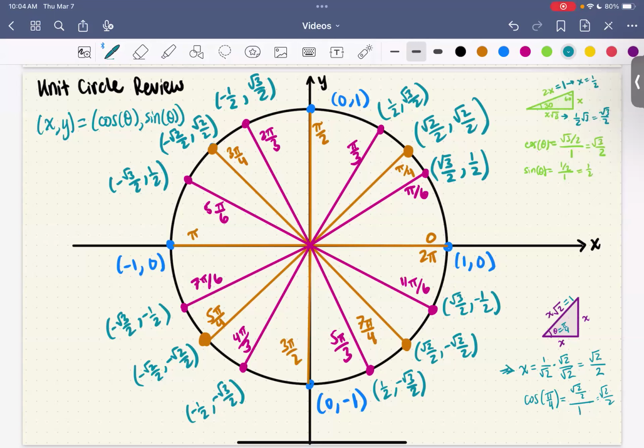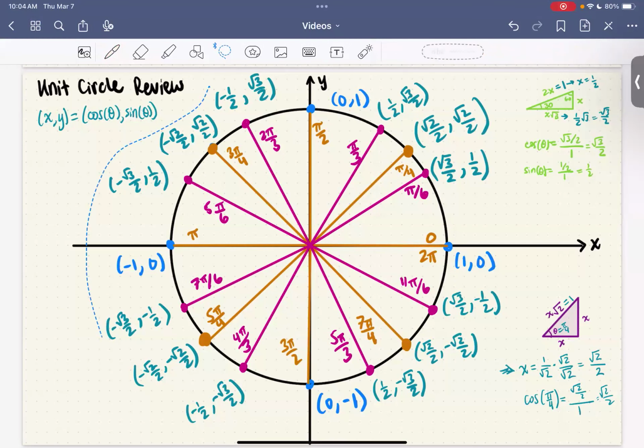Now, as you practice with this idea, let me make this a little bit smaller. You'll get better at picturing this in your head or remembering the patterns that are involved. And then when you need to evaluate sine and cosine of these different angles, you'll remember that cosine is the x value and sine is the y value. So for example, let me make all of this a little bit smaller so I can do a couple examples.